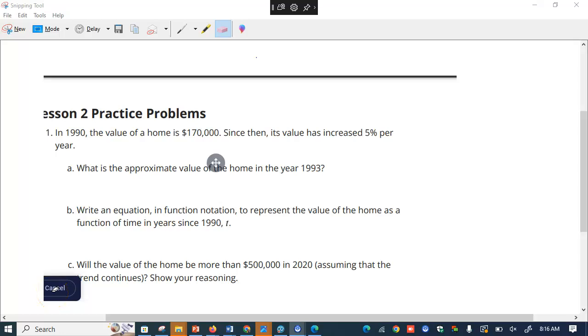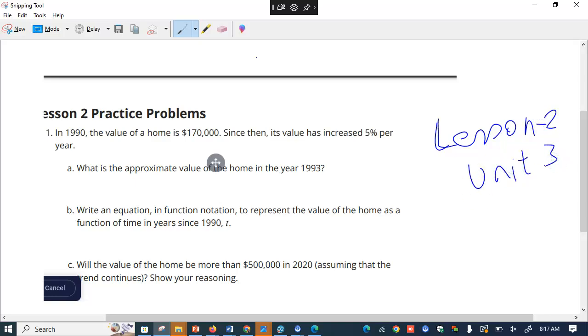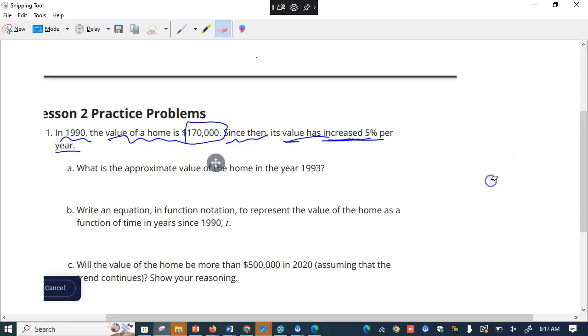Okay, so this is practice problem number 2, lesson number 2, unit 3, the first problem. In 1990, the value of a home is 170,000, and since then, its value has increased 5% per year. Now, what does this mean? Earlier, the task that we did was somewhere around 10%, 15%.